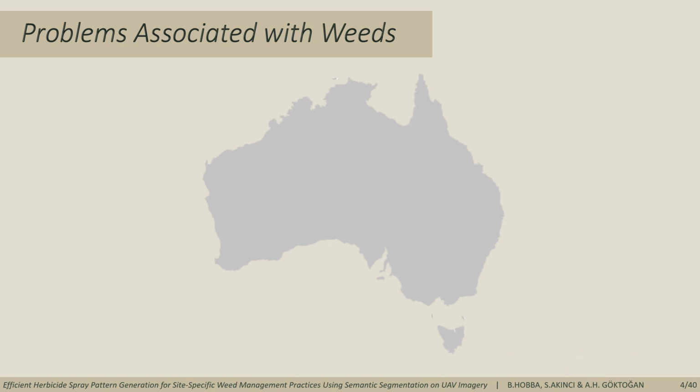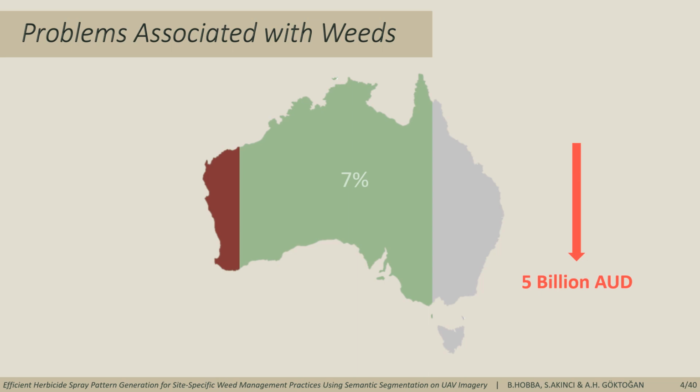As reported in 2018, 61% of Australia's entire landmass is used for agriculture. Of this landmass, 7% is covered in invasive weeds. This is shaping up to be a very expensive problem, costing farmers up to 5 billion Australian dollars per year in lost production and control costs.